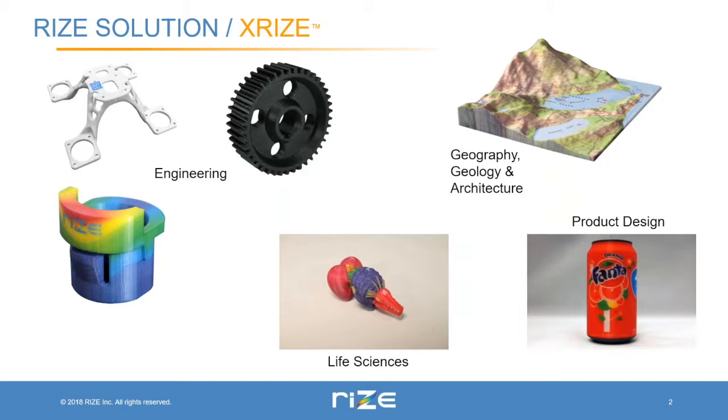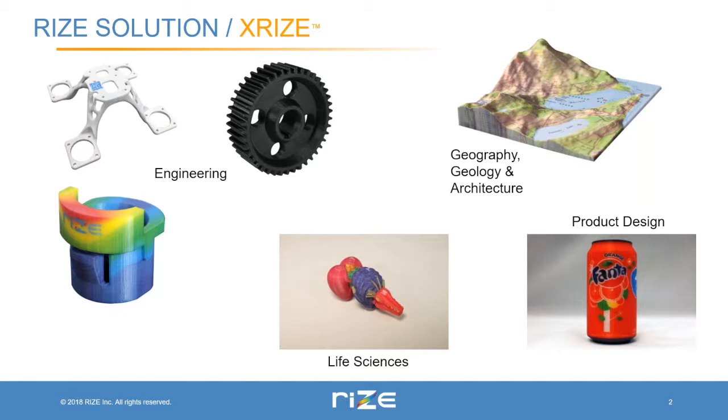So to start with, full color 3D printing is useful for all sorts of different things. I have a few examples here. It's useful in engineering for being able to communicate various simulation effects or things like that using the variety of different colors you can apply to surfaces.